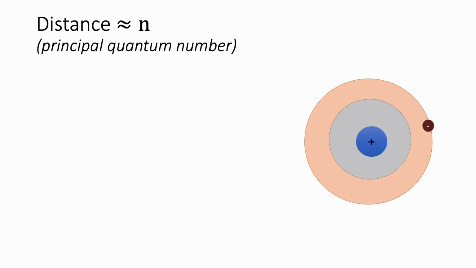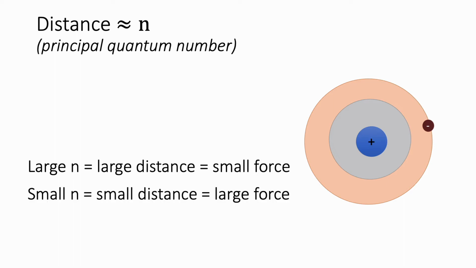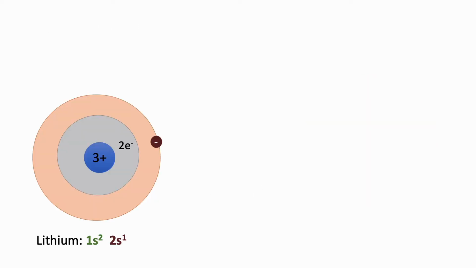Distance is pretty easy because we can approximate it with the principal quantum number n. The higher your n, the bigger your distance. And remember, we divide by distance when we're calculating the force. So the bigger your distance, the smaller the force will be. Likewise, if you have a small n, which means you're closer in to the nucleus, you're going to have a small distance between the electron and the nucleus, and therefore you're going to have a large force holding the electron to the nucleus.